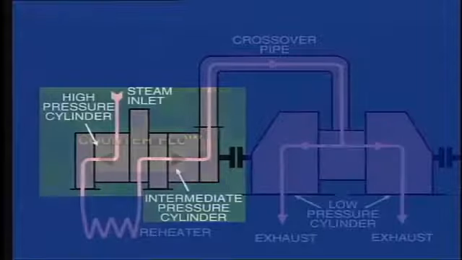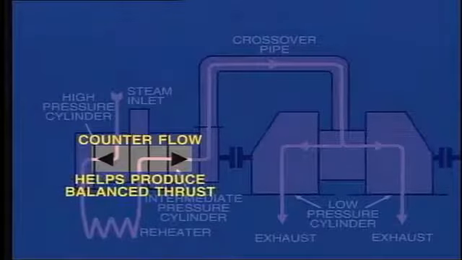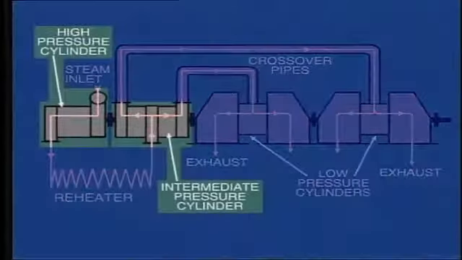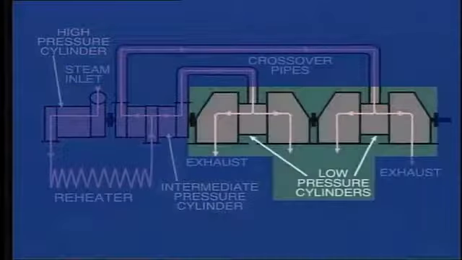Note that the concept of counterflow is also used here, with the steam flowing through the high-pressure cylinder in the opposite direction to that of the intermediate pressure cylinder to help produce a balanced thrust. As turbines become bigger and bigger, it is necessary to add yet further cylinders, and the arrangement shown here is typical for machines in the 500 to 600 megawatt range. As you can see, we have separate high-pressure and intermediate pressure cylinders, and also it has become necessary to add a further low-pressure cylinder in order to handle the high volume of steam.